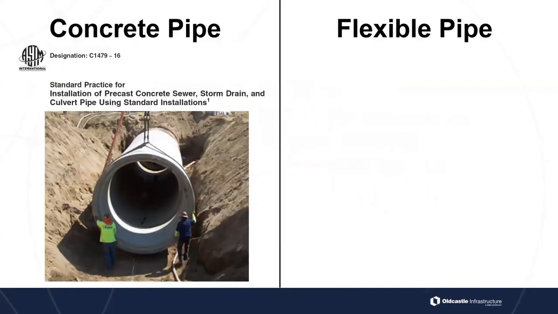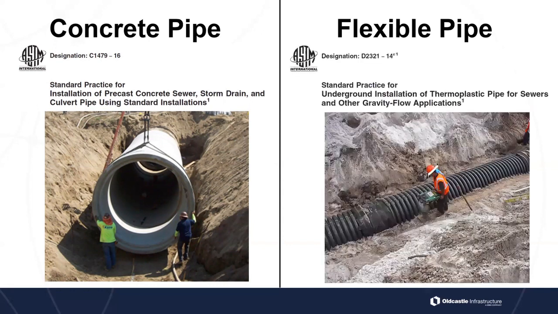So for concrete pipe, we are going to be looking again at ASTM C1479, the standard practice for installation of precast concrete sewer, storm drain, and culvert pipe using standard installation methods. And for flexible pipe, we'll be looking at ASTM D2321, standard practice for underground installation of thermoplastic pipes for sewers and other gravity flow applications.